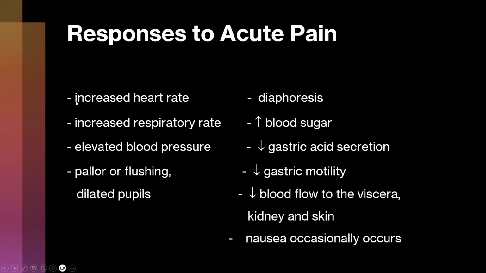Responses to acute pain: increased heart rate, increased respiratory rate, elevated blood pressure, pallor or flushing, and dilated pupils. There will be diaphoresis. Diaphoresis means excessive sweating or perspiration. There will be increased blood sugar, decreased gastric acid secretion, decreased gastric motility, and decreased blood flow to the viscera, kidney, and skin. Nausea occasionally occurs in case of acute pain.